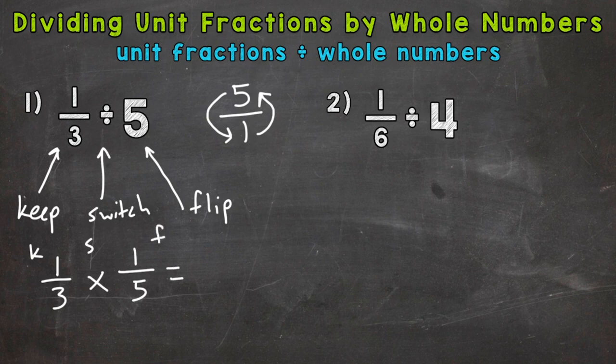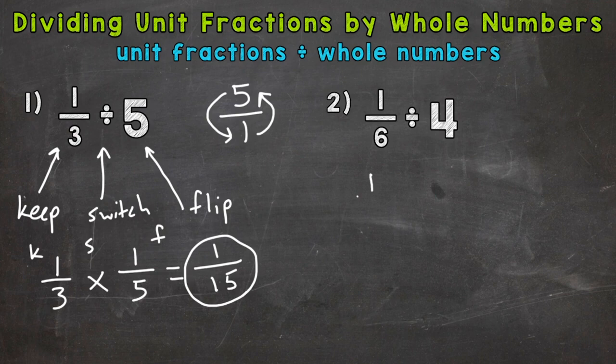Now we can multiply straight across. 1 times 1 is 1. 3 times 5 is 15. And that's the answer to our original problem, 1/3 divided by 5. So each one of those 5 groups has a value of 1/15 after we split 1/3 into those 5 equal groups. So let's do number 2 here, where we have 1/6 divided by 4.